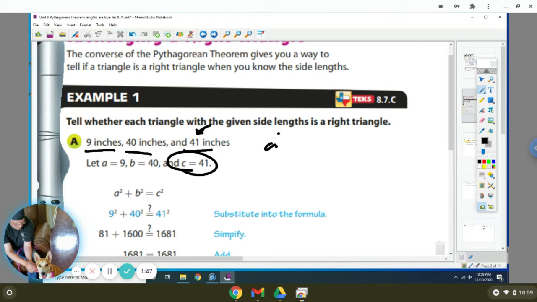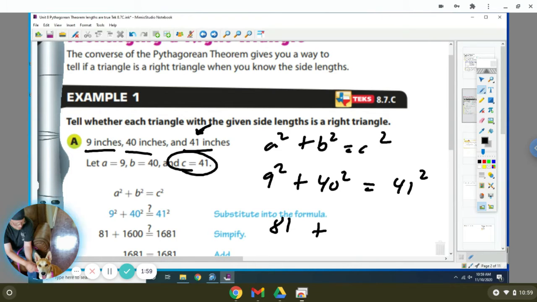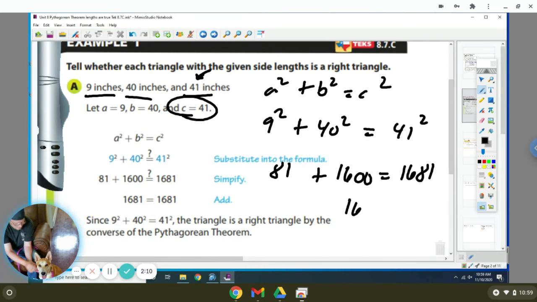So we're going to use A squared plus B squared equals C squared. So A squared is going to be 9 squared plus 40 squared, which equals 41 squared. So 9 squared is 81. 40 squared is 1600. And then 41 squared is 1681. So 81 plus 1600 is 1681. So yes, this makes up a right triangle.